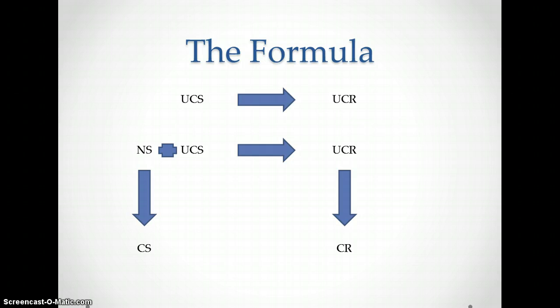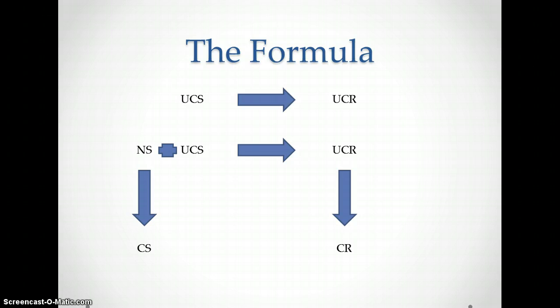So the formula looks like this, and you'll need to know the formula. The unconditioned stimulus produces the unconditioned response. The neutral stimulus, when paired with the unconditioned stimulus, also will produce the unconditioned response. You always want to produce the unconditioned response when you're pairing the neutral stimulus with the unconditioned stimulus. The neutral stimulus has to come first, usually anywhere between a half second and a full second before the unconditioned stimulus is presented. So neutral stimulus, bang, unconditioned stimulus, unconditioned response.